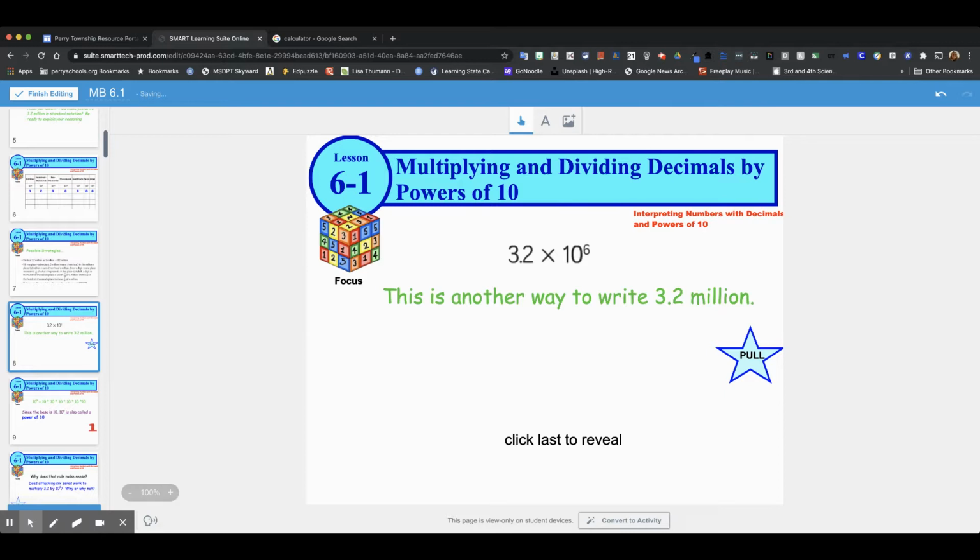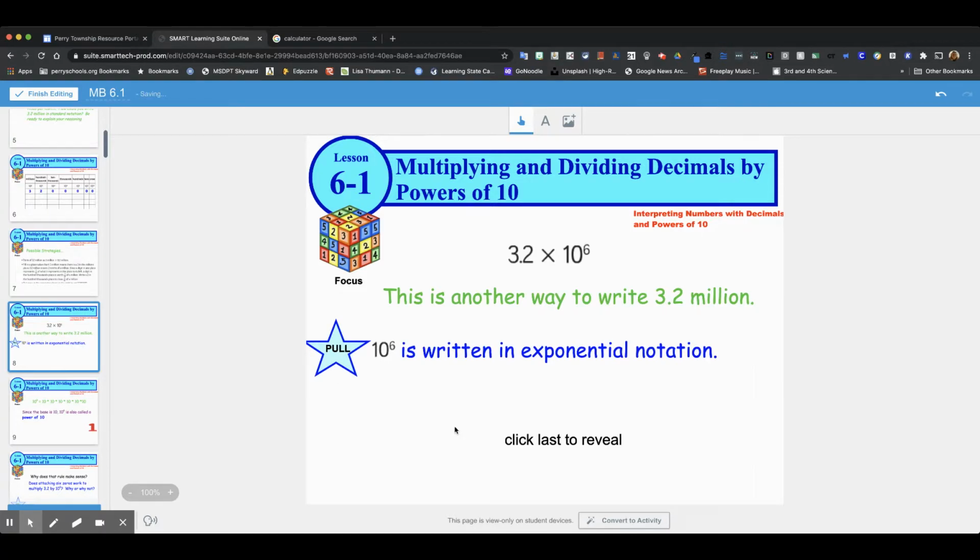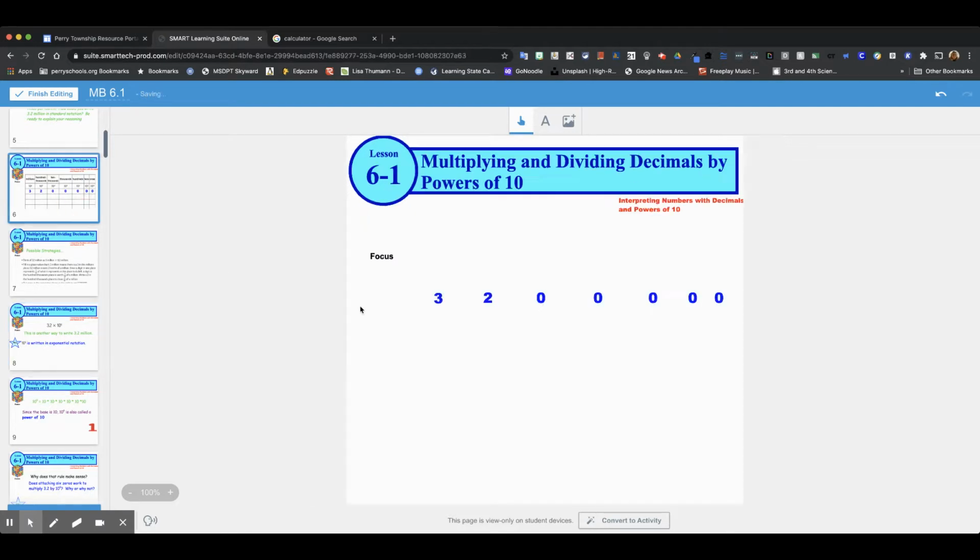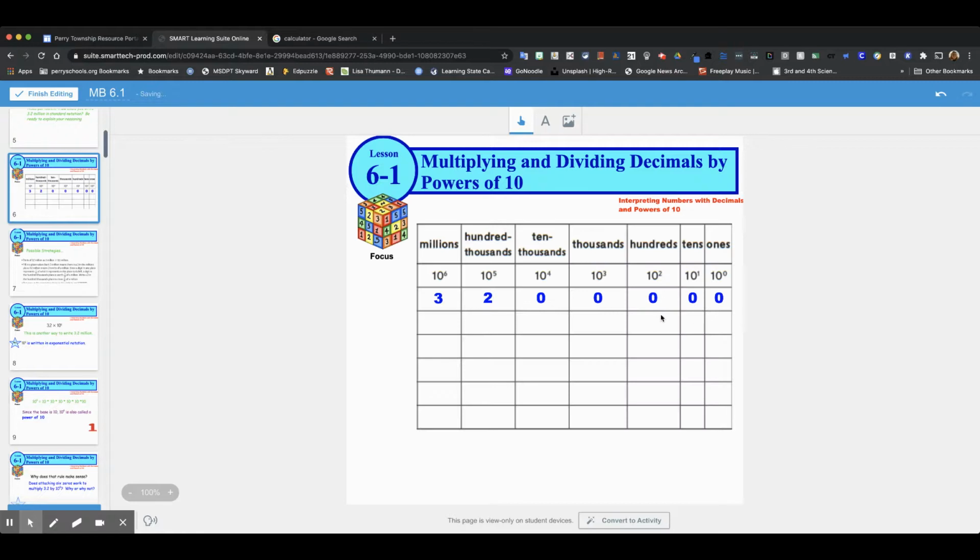Here's another way that you can write 3.2 million. You can take 3.2 times 10 to the sixth. 10 to the sixth is exponential notation. So this tells us that there's going to be 6 places past the decimal here. And if you look, we don't add 6 zeros, because we know we have a decimal here for the 3.2, and we've added 1, 2, 3, 4, 5, 6.